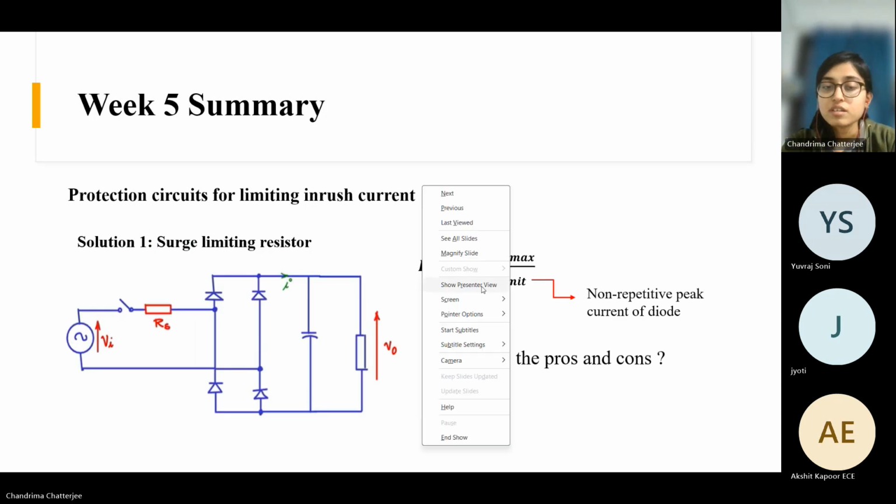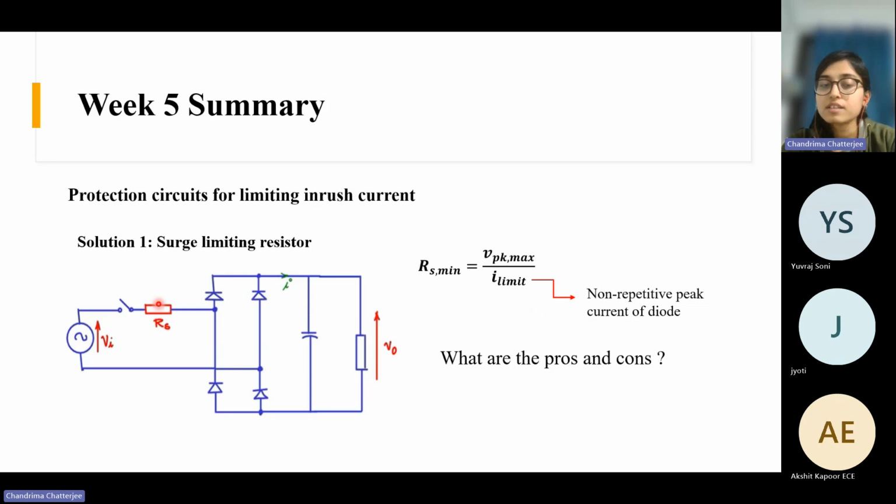So what we were discussing, the protection circuit. The resistive protection circuit is the most basic one. This is called a surge limiting resistor. It limits the surge current, that's why it is called the surge limiting resistor. We connect this resistor in series with the source. So definitely whenever you close this circuit, this resistor will limit the current value.